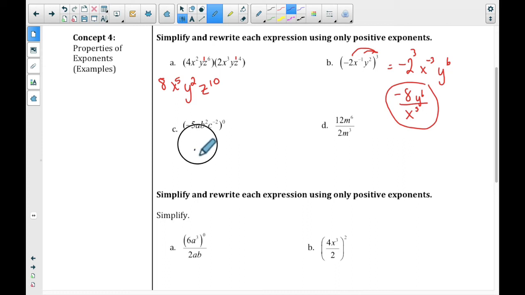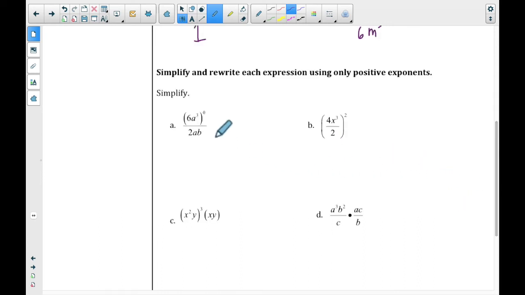Okay, part C, anything to the 0 power is 1. That's easy. Part D, we want to simplify, just like I did, like numbers and then x's and then y's and then z's. Same thing here. My numbers, 2 goes into 12 6 times, so that's a 6. M to the third over m to the sixth, well, 3 of those cancel with 3 of those, so 6m to the third is my final answer.